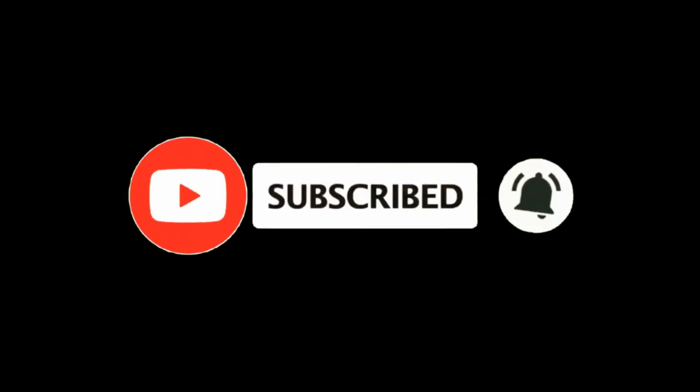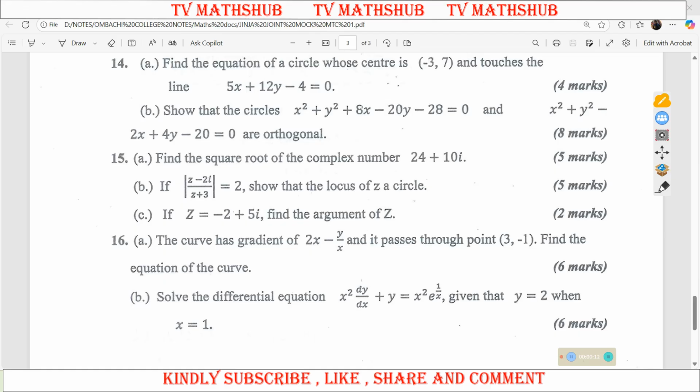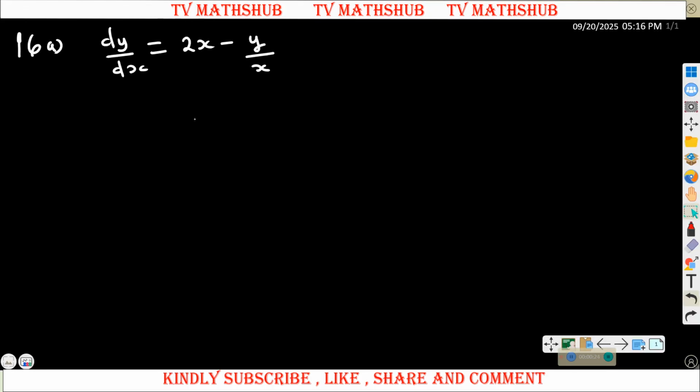In today's session we shall be looking at question 16 for Ginger Joint Mock. It says the curve has gradient of (2x - y)/x and it passes through the point (3, -1). We need to find the equation of the curve. So we are given the gradient and we know that gradient is the same as dy/dx. So it means that we have dy/dx equal to (2x - y)/x.